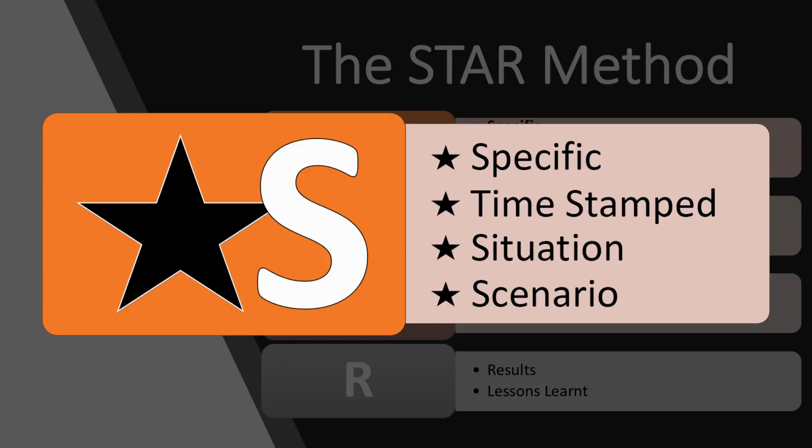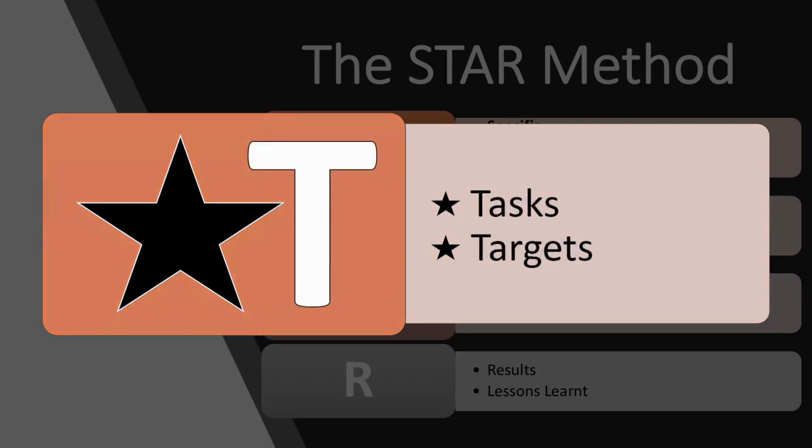So the S in the STAR represents the situation, the scenario. The key here is that it has to be specific. Not a general situation or scenario, but one that is very, very specific. It's time-stamped. The T represents the task. We say a task or a target. A task being something clearly defined by a superior or by your job description, and a target being something you've set for yourself. Both of those would fall under the T.